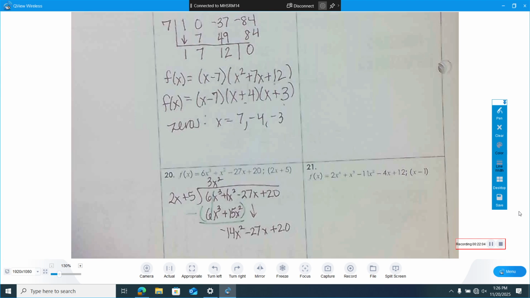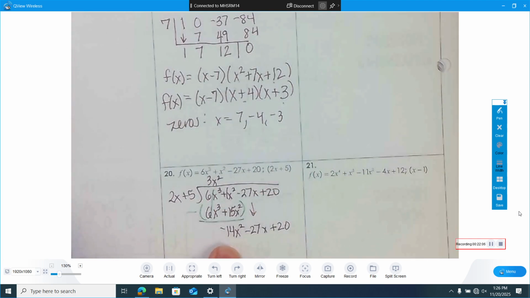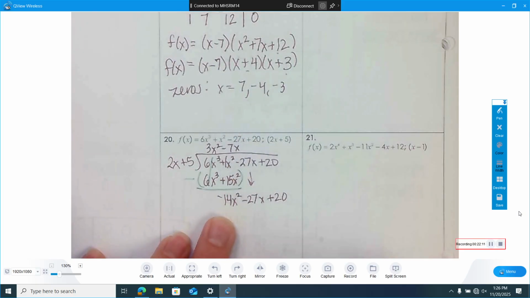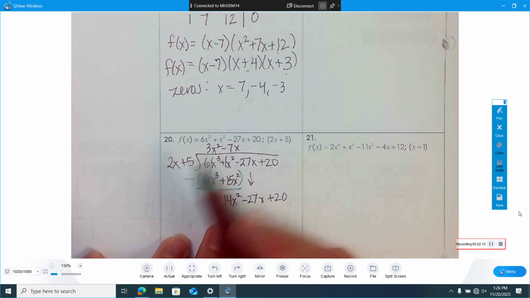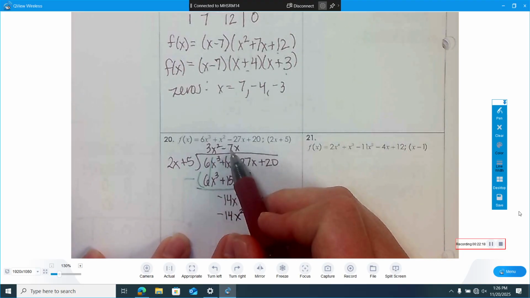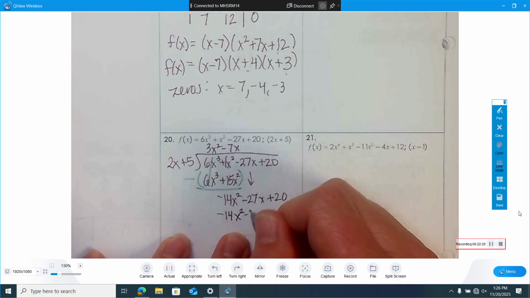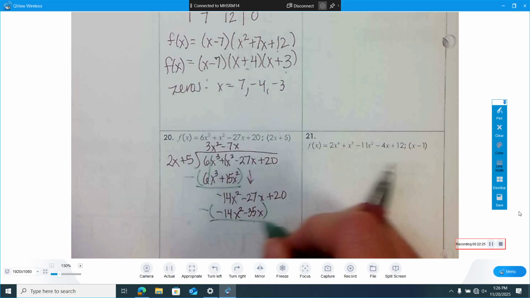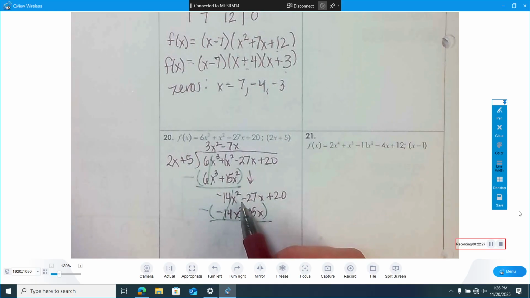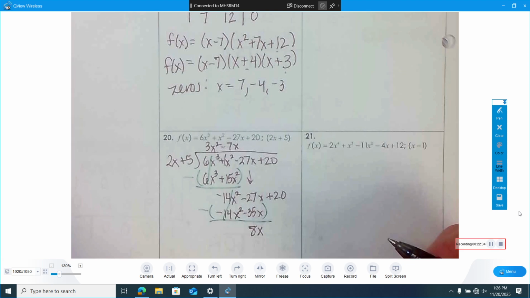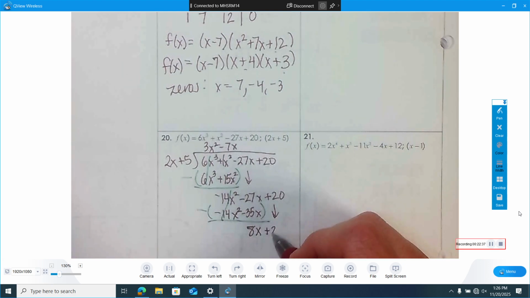All right, and then back to the top. What times 2x gives me negative 14? Negative 7x. Negative 7x times 2x is negative 14x squared. Negative 7x times 5 is negative 35x. And again, I need to subtract it all. Negative 27 plus 35 is 8x. Bring down the 20.